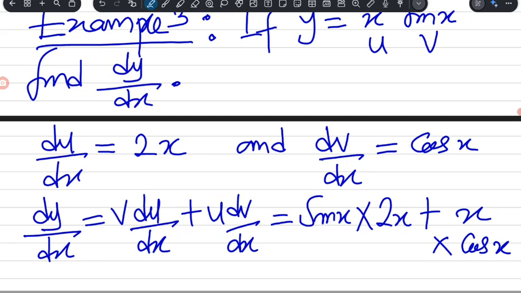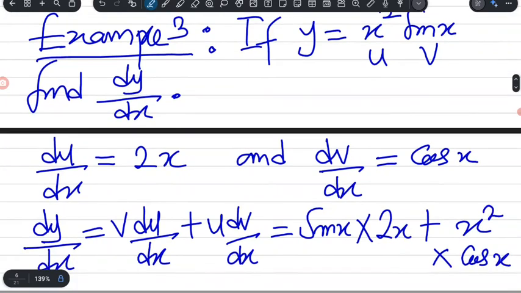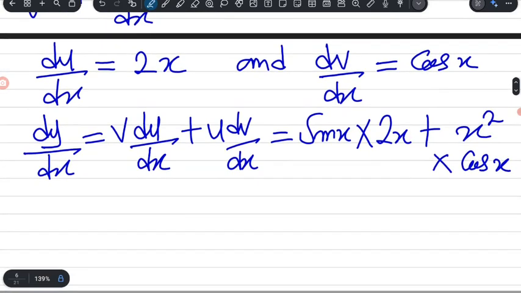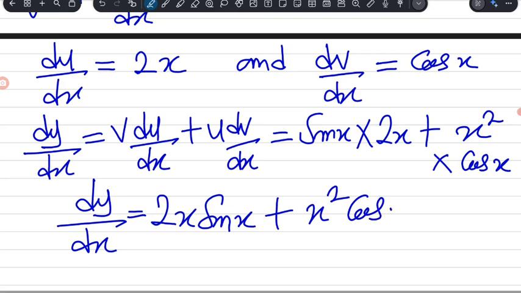Now, we have it is x², sorry, the u dv/dx. So therefore, we have dy/dx is equal to 2x sin x plus x² cos x. So with that example, that is just how easy it is to solve by applying the formula.